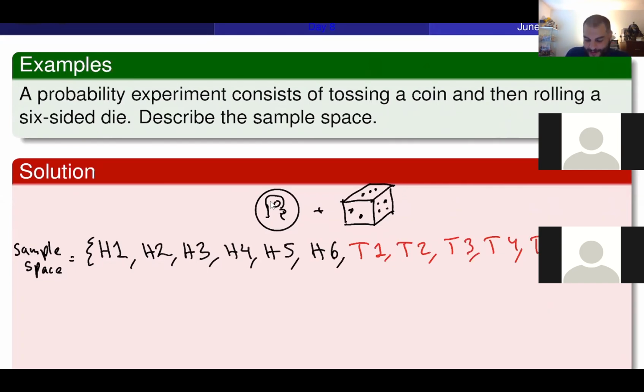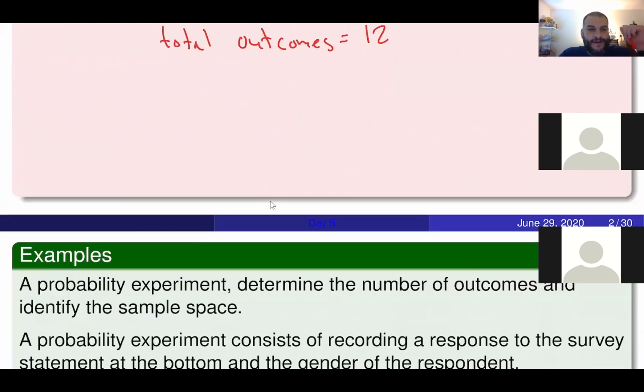So in this sample space, how many total outcomes do I have? 12. Perfect. So you have 12 total outcomes. All right, and that's it. Any question on that sample space? All right, so let's move on to the next problem.